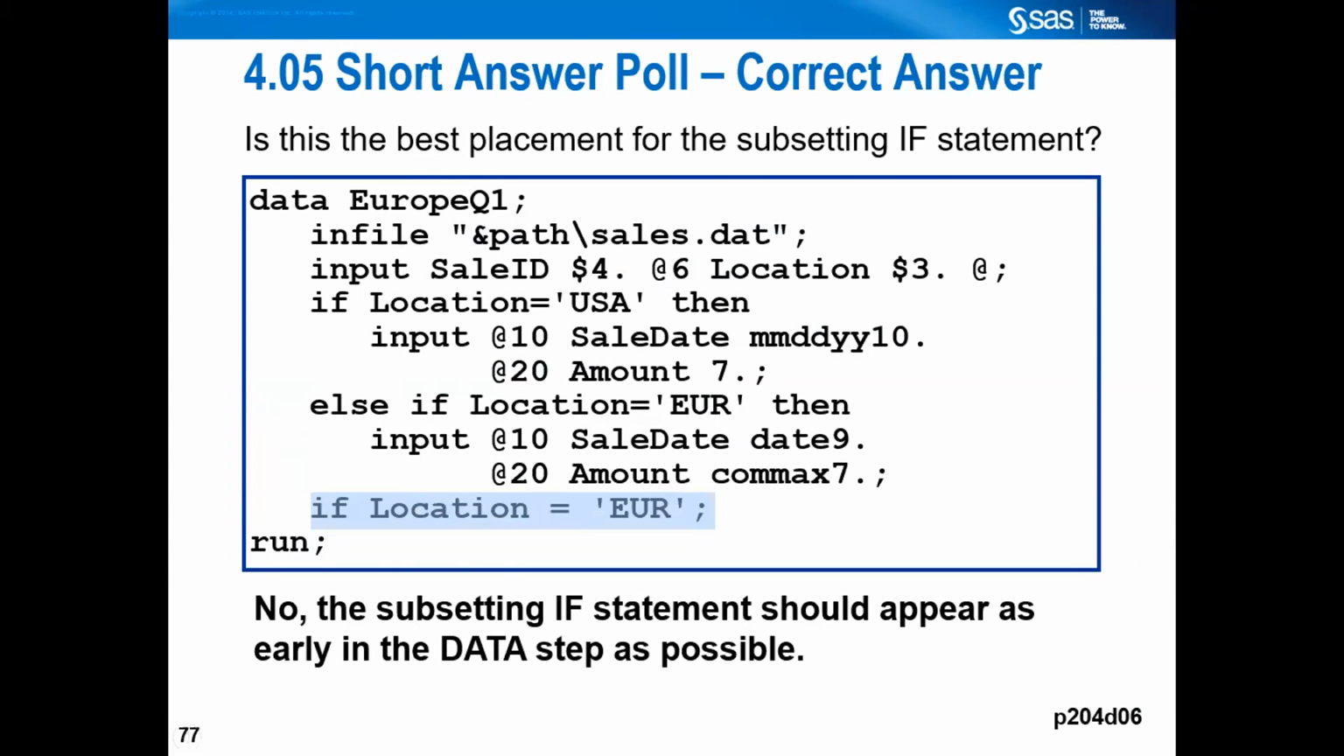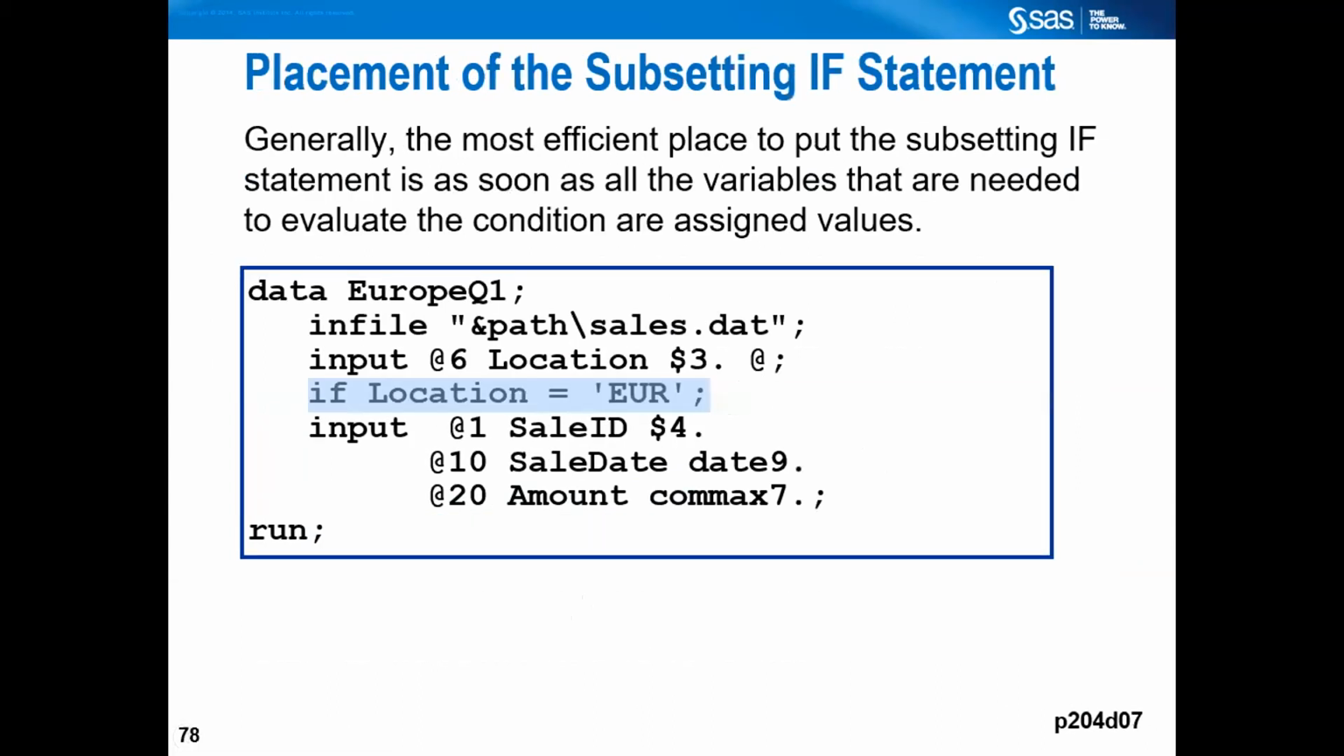Okay. So in that case, generally the most efficient place to put your subsetting if statement is as soon as all the variables needed to evaluate the condition have been assigned a value. Just give it as early as possible so that it will skip the condition for US. That's it. You can open this demo D07 and work on it.